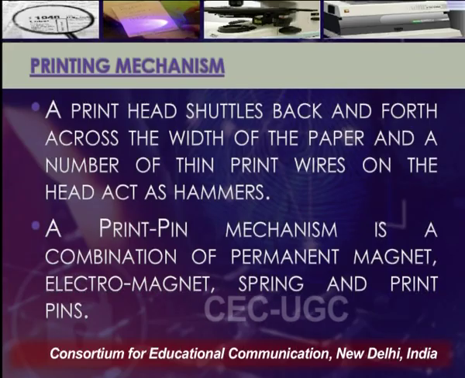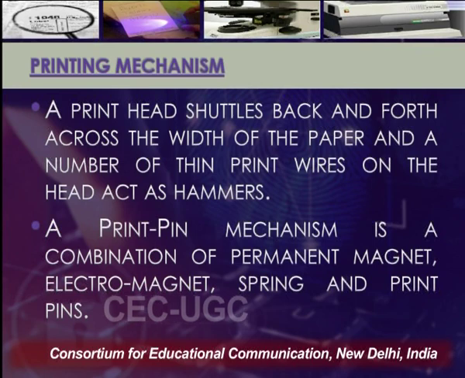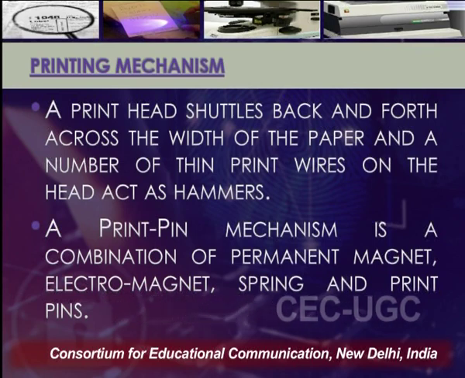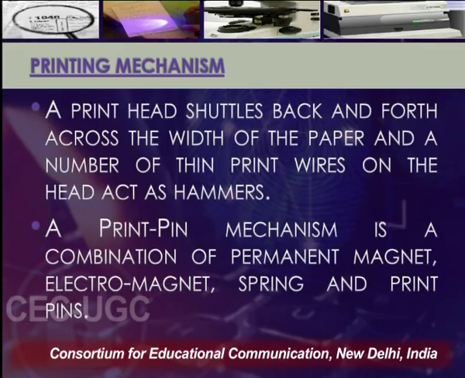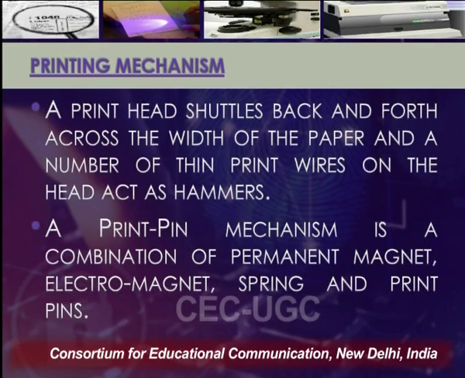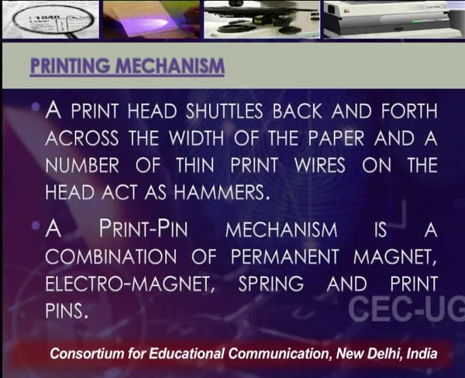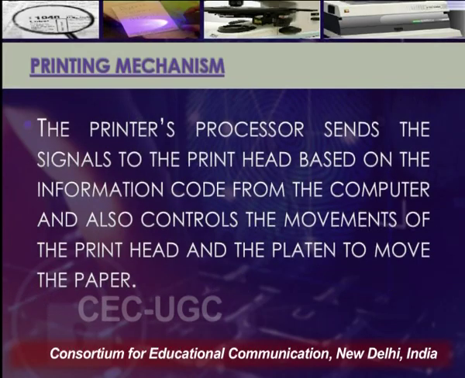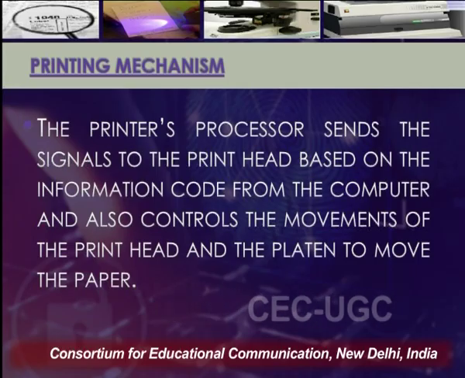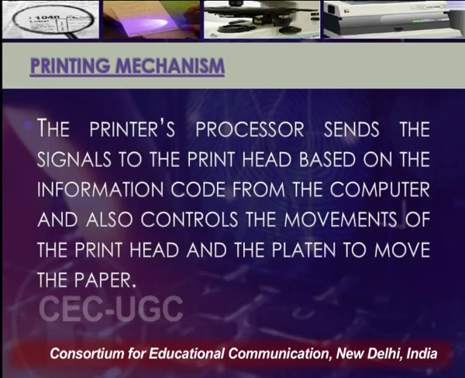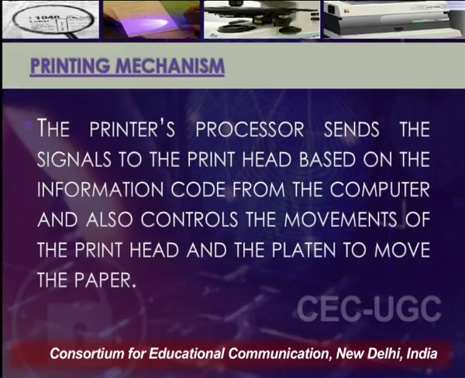So, how does the printing mechanism work in the case of a dot matrix printer? The print head shuttles back and forth across the width of the paper, and a number of thin print wires on the head act as hammers. A print pin mechanism is a combination of permanent magnet, electromagnet, spring and print pins. The printer's processor sends the signal to the print head based on the information code from the computer, and also controls the movements of the print head and the platen to move the paper.